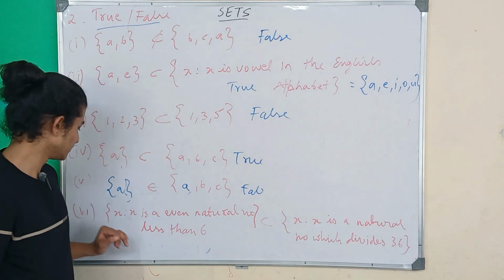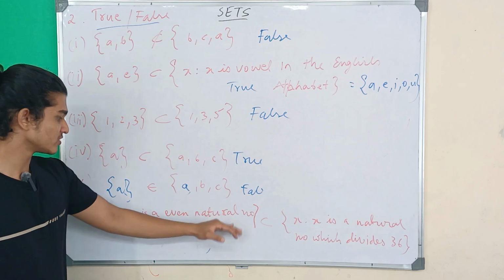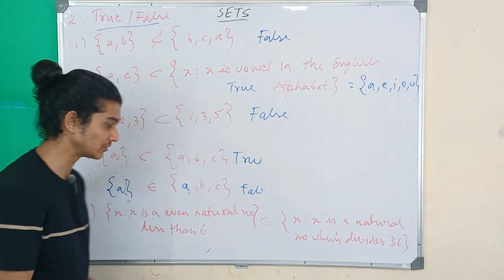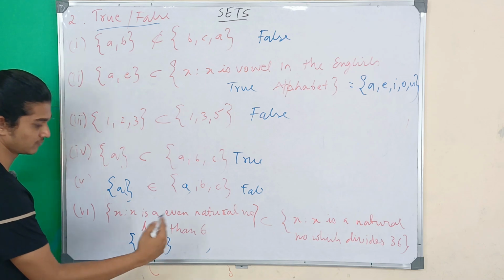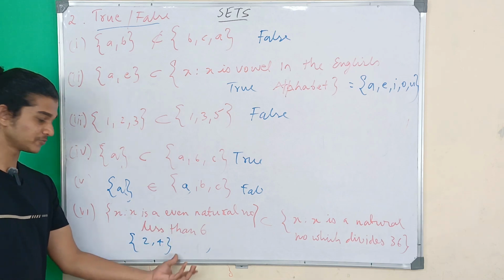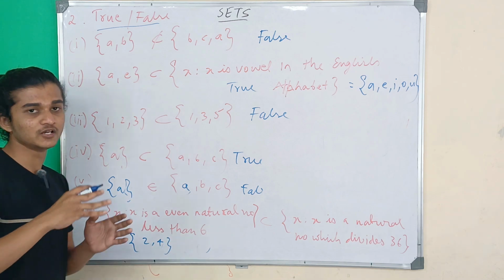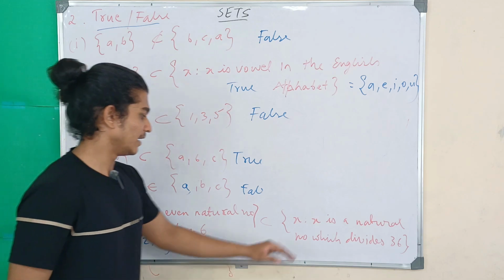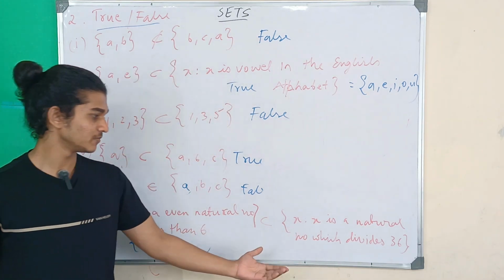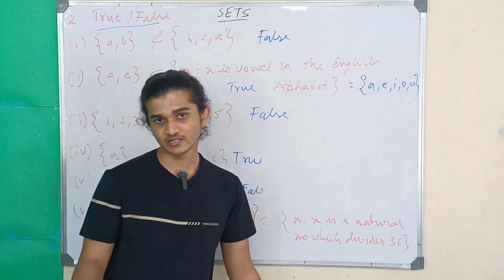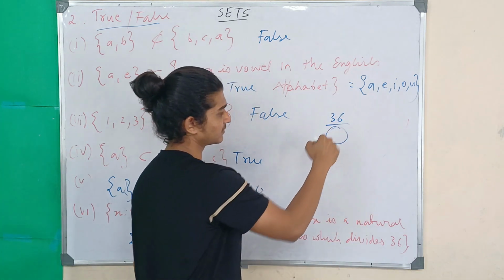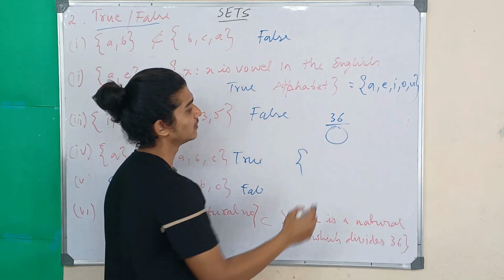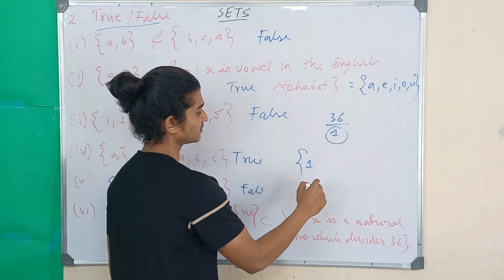So the last problem is the set of all x such that x is an even natural number less than 6. So let us list all the even natural numbers which are less than 6: 2, 4. We should not take 6 because they're saying less than 6, so 6 is excluded. And this set is the set of all x such that x is a natural number which divides 36. So let us see what are all the natural numbers which divide 36. What numbers will divide 36 that are natural? So 1 will divide 36.